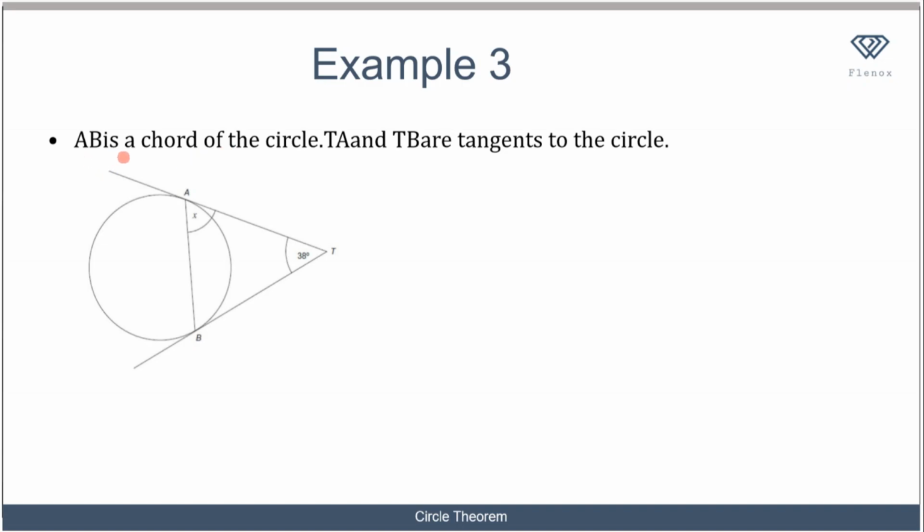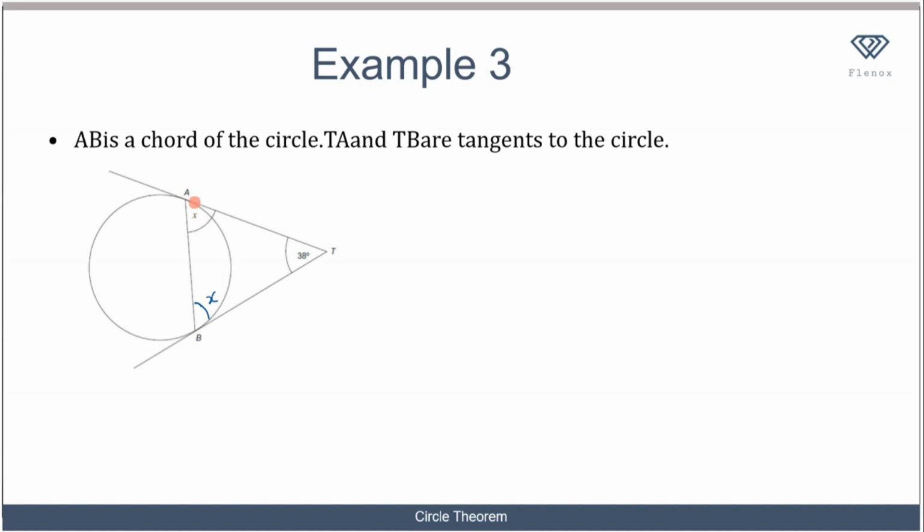Here we are told that AB is a chord to the circle. So we have AB here, and we have an external point here, and we are told that TA and TB are tangents to the circle, and we are required to find the angle x in this example. So if you recall, when you have an external point and you have two tangents drawn, the angle here at this point is the same as the angle here. So that means if here is x, here also will definitely be x based on the theorem of tangents.